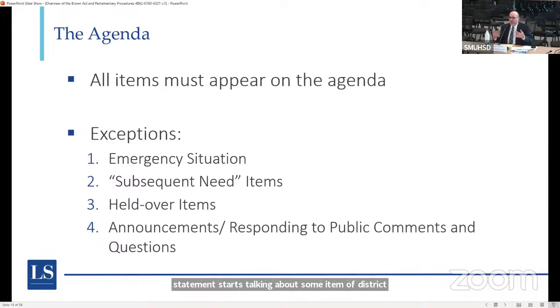Somebody's going to say, well, we're talking district business, it's not on the agenda. And I would have come to the meeting if I'd known there was a board member that was going to talk about this. The other thing is that those discussions make your board meetings go longer.